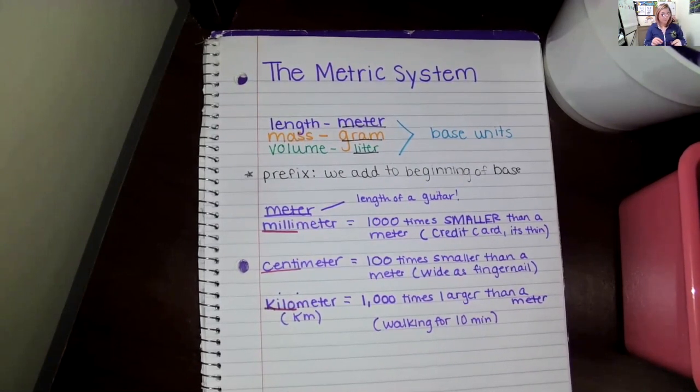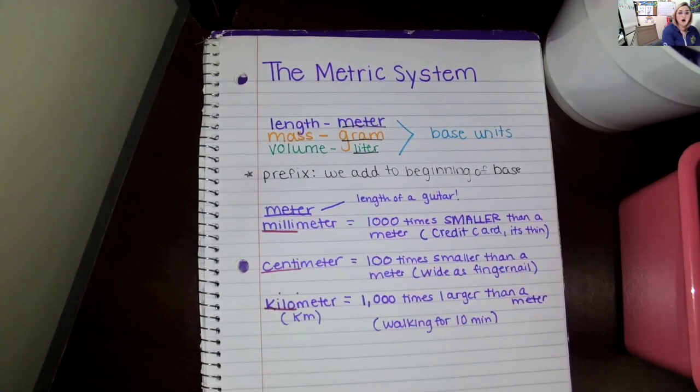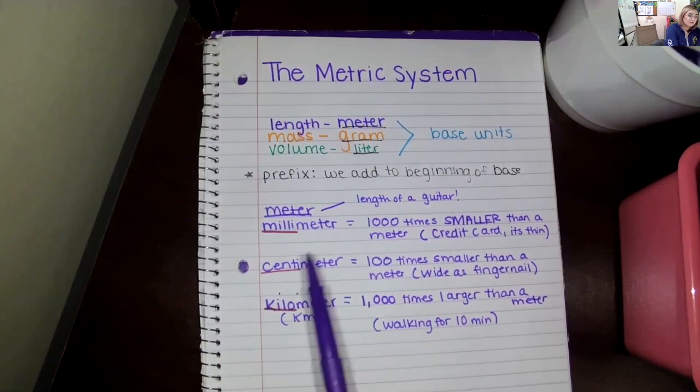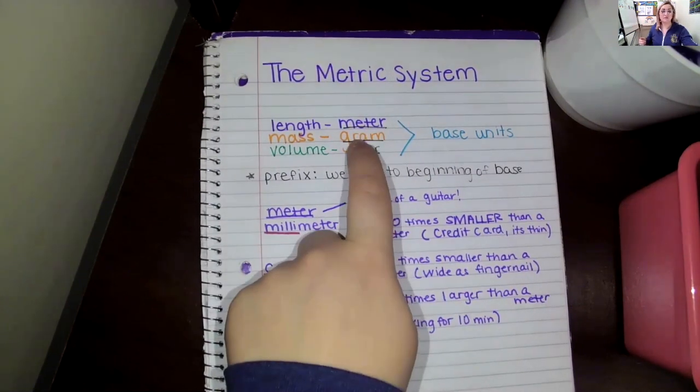Okay. Whew. So this was all just about length, right? We just talked about length. All of this had to do with the units for measuring length, right? We have meters, millimeters, centimeters, and kilometers. Okay. So our next one we're going to talk about today is grams.